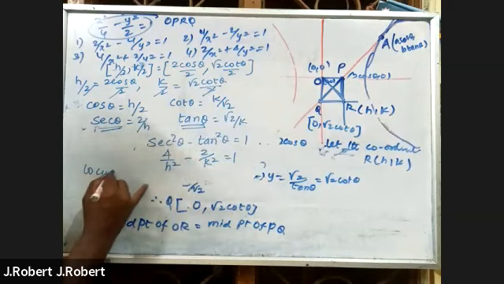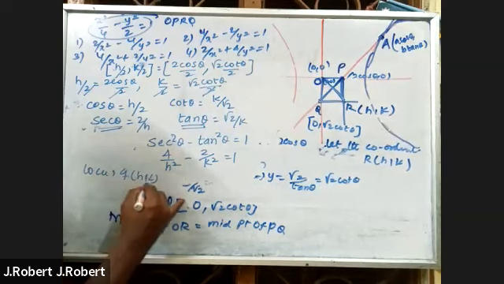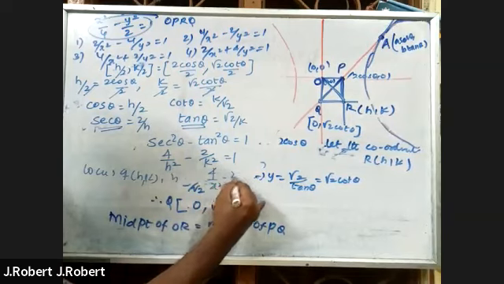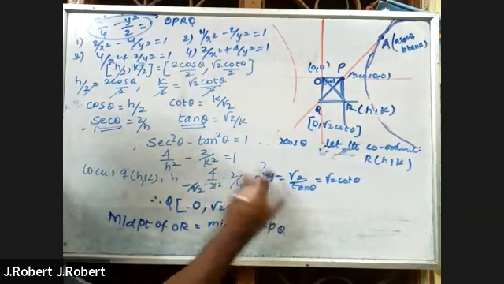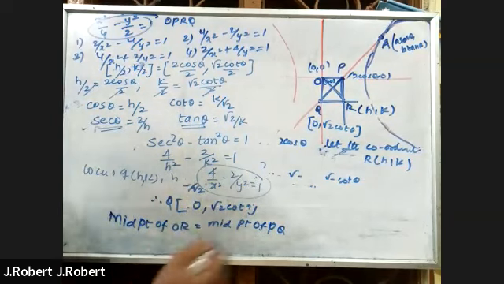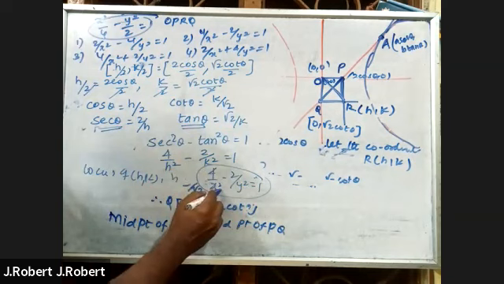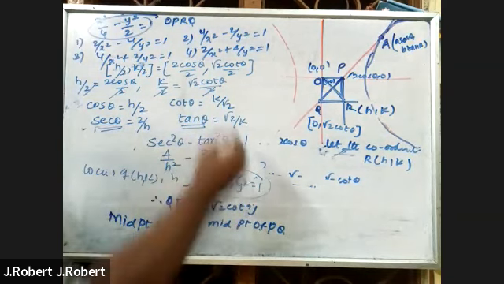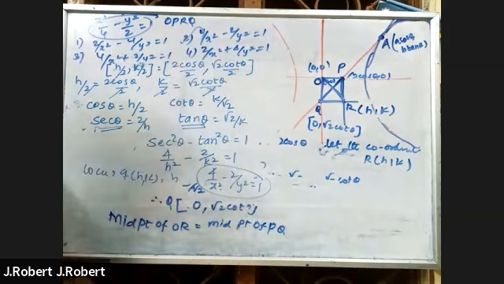Now the last line, the locus of (h, k): we have to replace h by x and k by y. So 4 by x square minus 2 by y square equals to 1. Therefore, the answer is 4 by x square minus 2 by y square equals to 1. The point R certainly lies on this equation. Take down the second option.